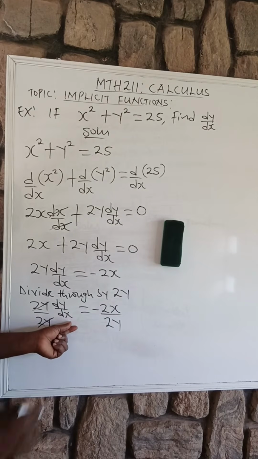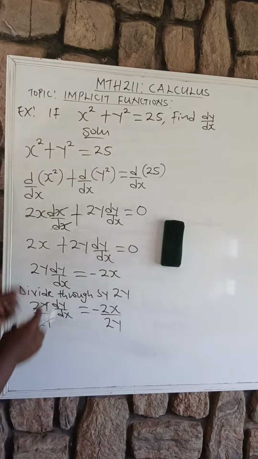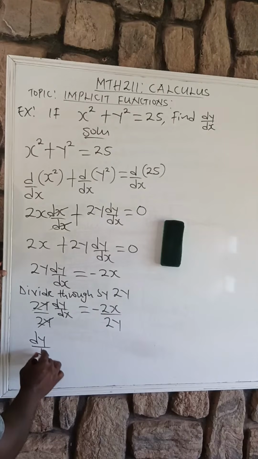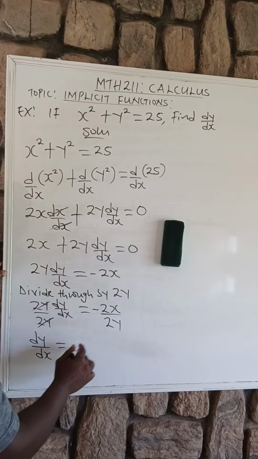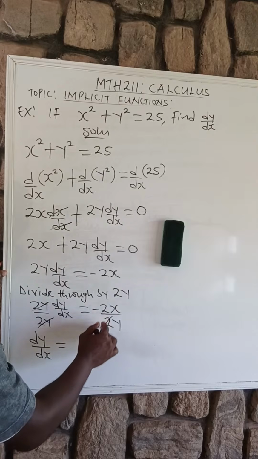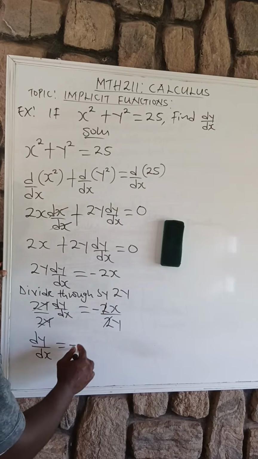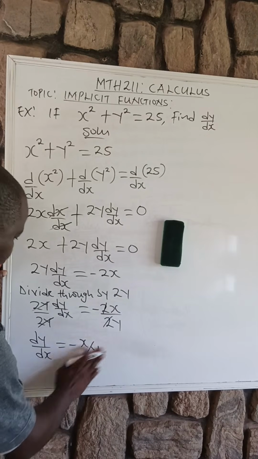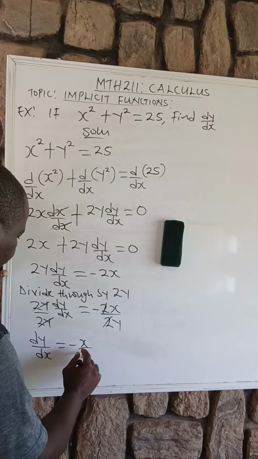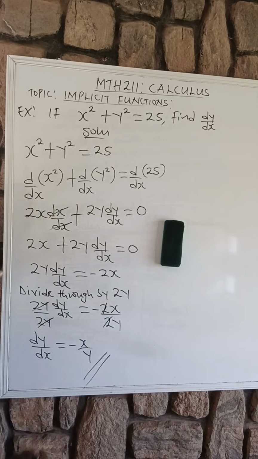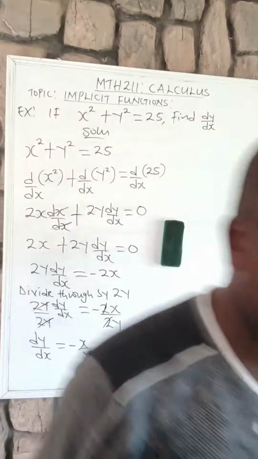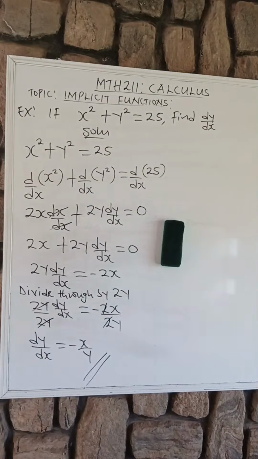Can you see now? We said we should find the dy all over the x. So the left hand side will now be dy all over the x equals to, this and this will cancel, minus x all over y. This is the final answer. Please, any question? Any question, please? Ask your question, please. Ask your question.